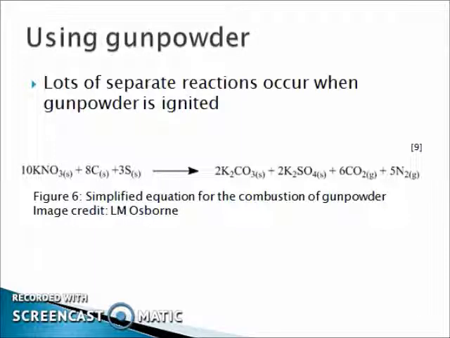Instead, we use this simplified equation. This gives us an idea of the products that we get from our reactants. The products are a mixture of solids and gases, with the gases, the carbon dioxide and the nitrogen, acting as propellants, pushing the cloud of smoke up into the air, which creates the high impact that is required for the big screen.